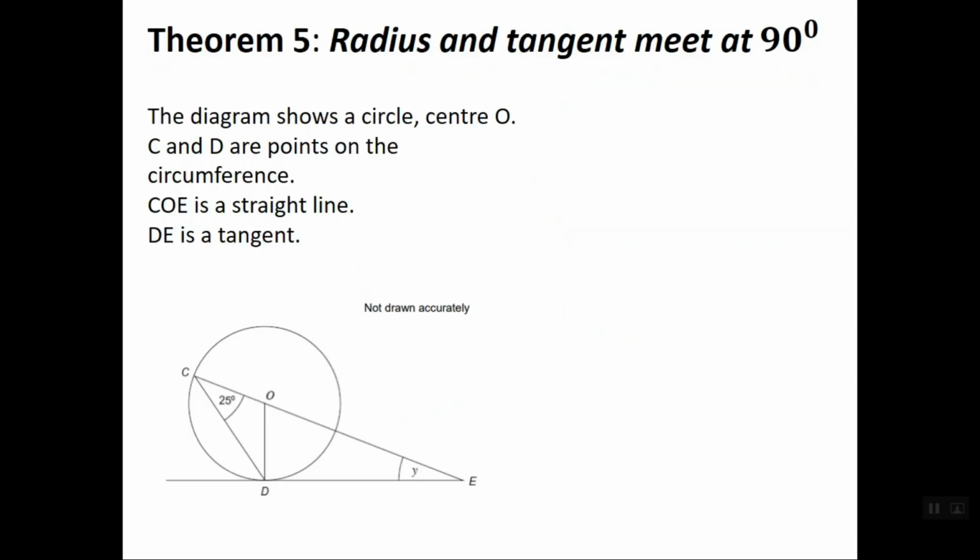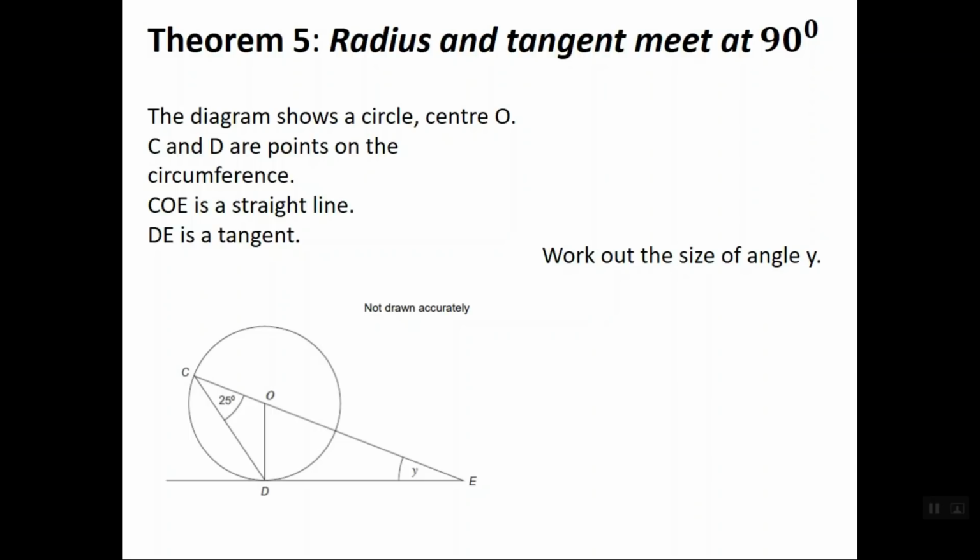The diagram shows a circle, center O. C and D are points on the circumference. COE is a straight line. DE is a tangent. Again, it's not drawn to scale, so please do not use a protractor ever to try and find a missing angle. Work out the size of angle Y.